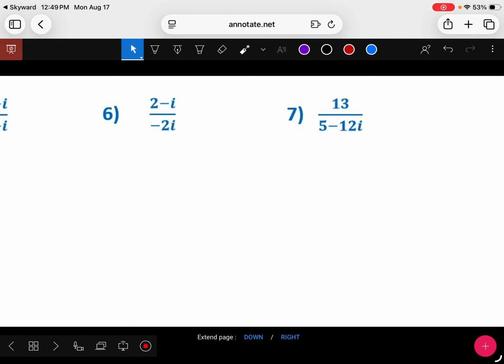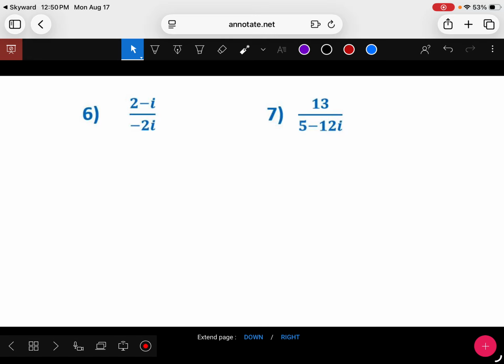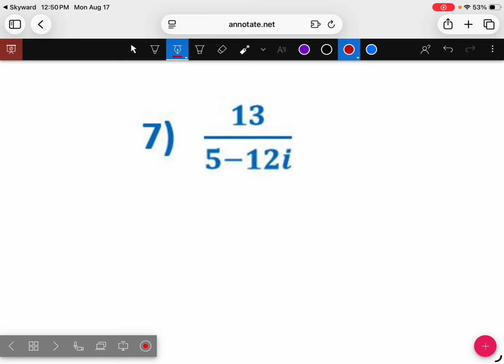So picking up where we left off Friday in Appendix 7, remember, we cannot leave i in the denominator. That is not simplified. We have to eliminate i. So in order to do that, we multiply by the conjugate of your denominator. Can someone tell me what the conjugate would be of 5 minus 12i? 5 plus 12i. We're just flipping that sign.